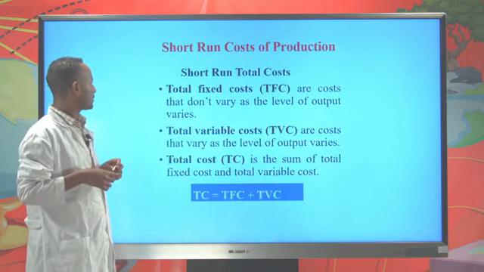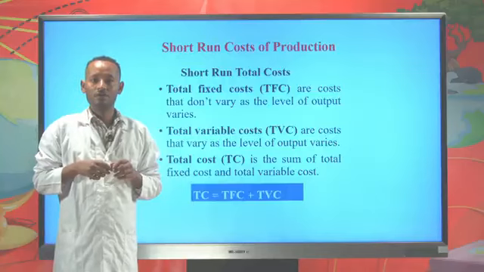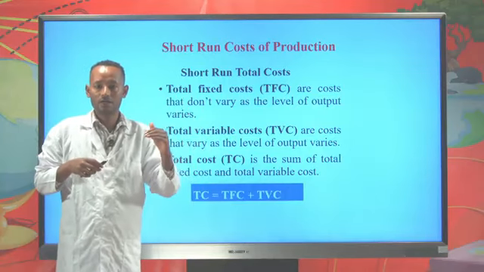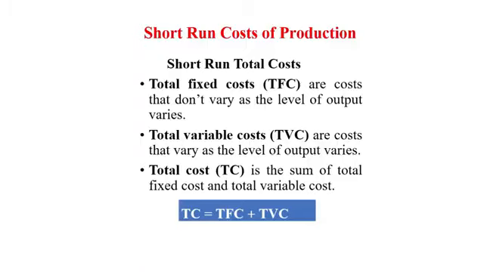Now let's see the short-run total costs, called total fixed cost and total variable cost. The total fixed cost is costs that do not vary as the level of output varies. That means even though there is an increase or decrease in the outputs produced, if there is no change in the cost of production, that cost is considered as fixed cost.